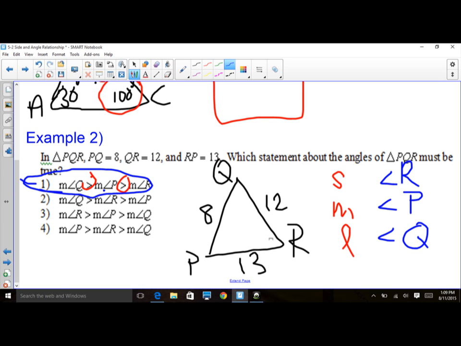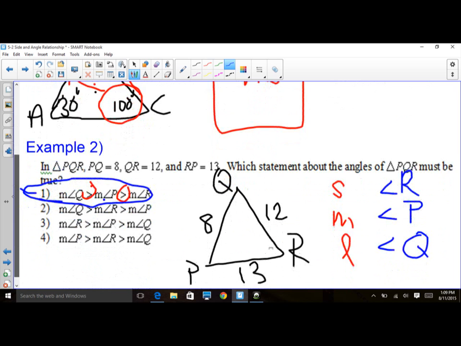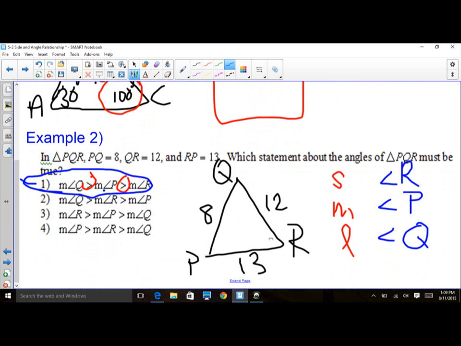Very lucky. So again, remember, tomorrow we're going to be exploring problems just like this on your own using the side angle relationship. You want to make sure that you're familiar with it and review the video as much as you need to.